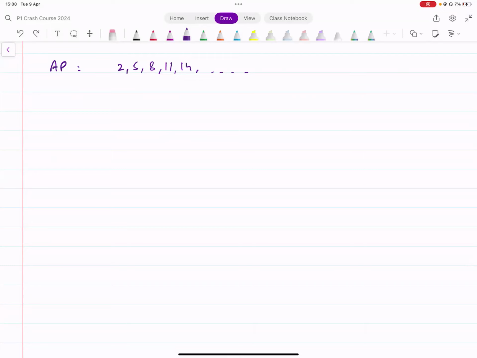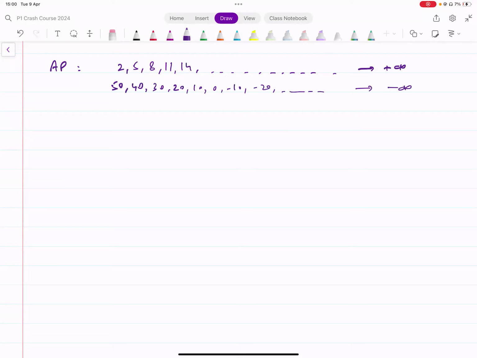So sum to infinity means that if a sequence was to continue forever, if there was no end to a sequence, what would be the sum of all of those values? For an AP, this sum is not going to exist, because the sum will either go towards positive infinity. In this case, it's going to go towards positive infinity. If you had another sequence like this, for instance, 50, 40, 30, 20, 10, 0, minus 10, minus 20, this sequence is going to go towards negative infinity.